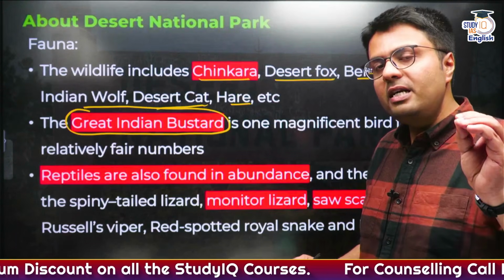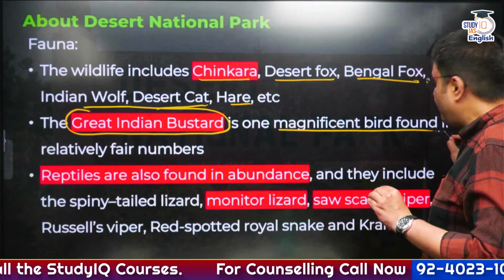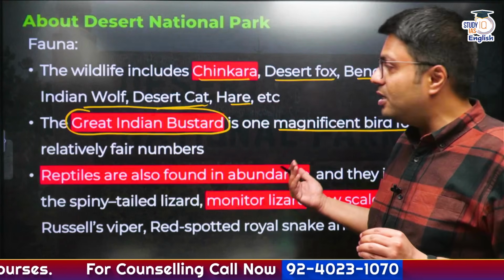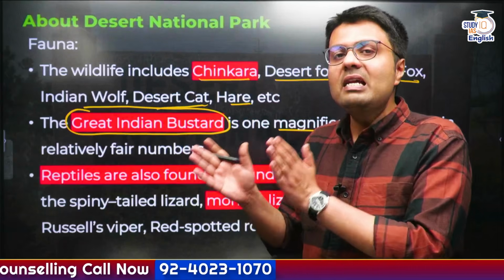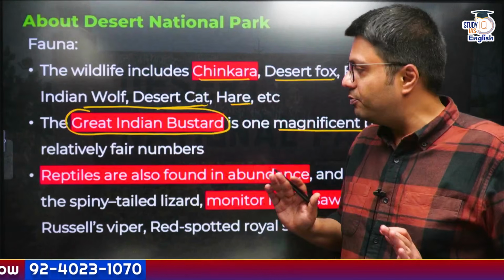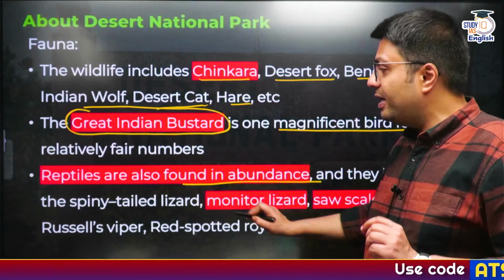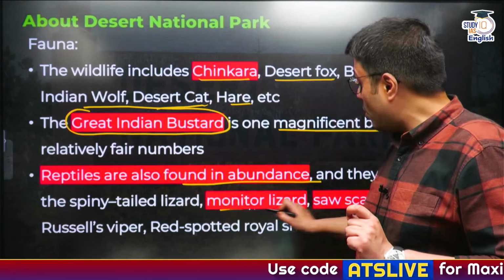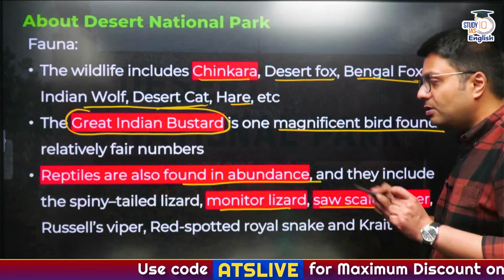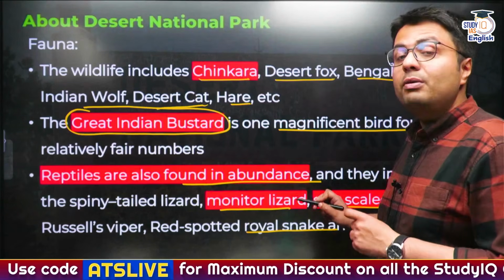Now, the Great Indian Bustard is one of the magnificent birds found in this region, and it is available in fairly large numbers as compared to other parts of the country. Similarly, reptiles are also found in abundant numbers. For example, spiny-tailed lizard, monitor lizard, saw-scaled viper, Russell's viper, red-spotted royal snake, as well as krait.